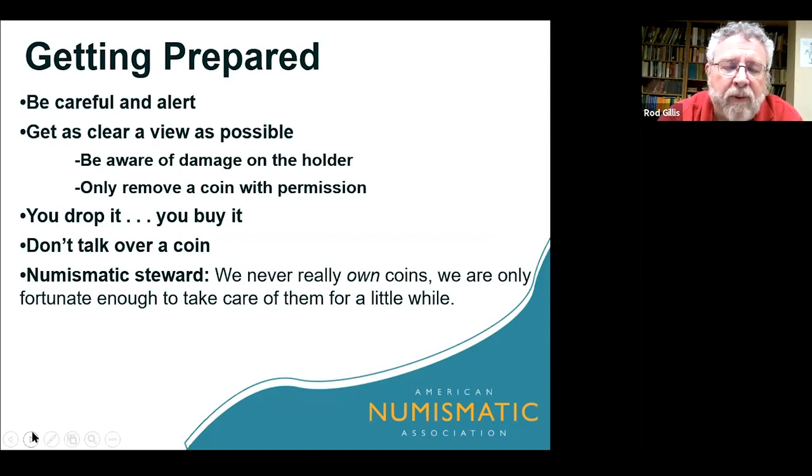Here's what I like to tell people about coins. I know this is philosophical, but we never really own coins. I mean, yeah, I have coins in my collection and I worked hard and paid the money for them. In the world, I consider them my coins, as you do with yours. But really, we never really own coins. We're only fortunate enough to take care of them for a little while. And your job as a coin collector is to make sure that coin stays in the condition that it was in when it reached you. Okay, that's your job as the caretaker of that coin. And I personally take that very seriously, and I hope that you do as well.